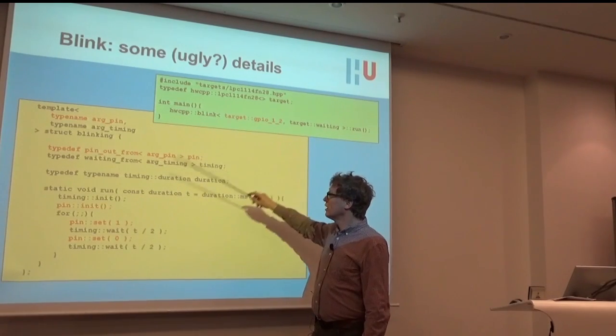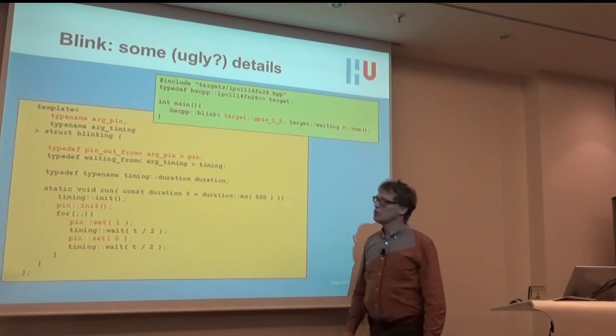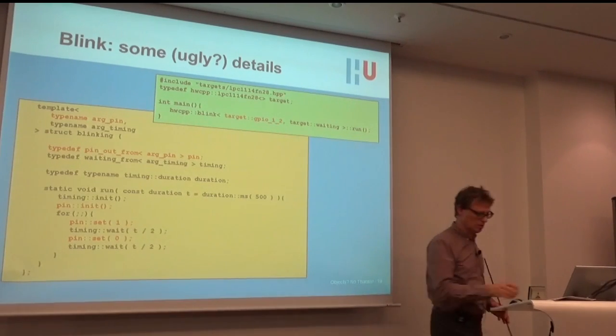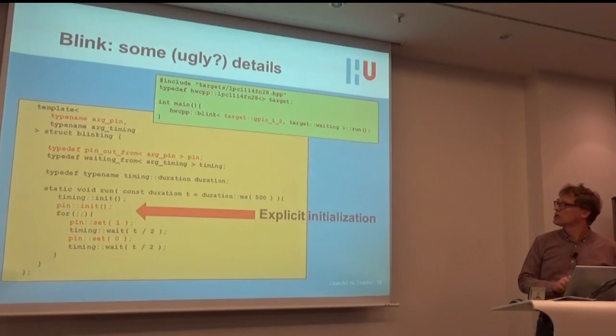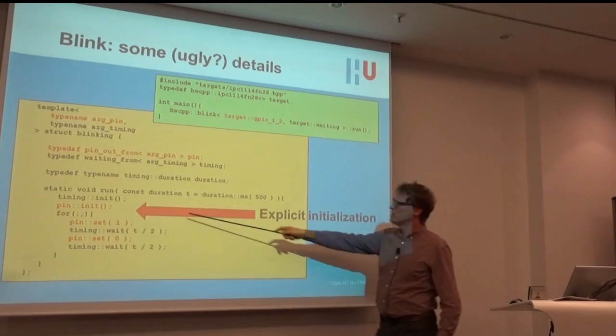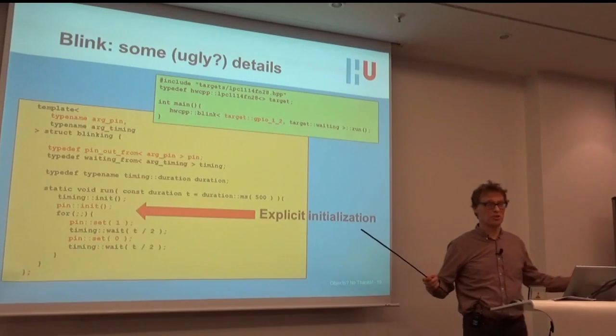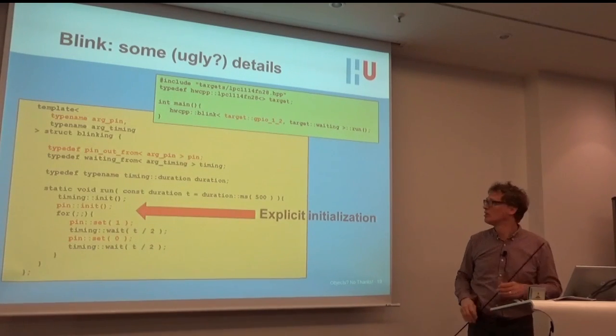So now when I initialize that pin, it will behave as an output pin, and I can set it high and low. Notice that I need explicit initialization. I don't have constructors anymore. There are no objects, so no constructors are called. That's a pity, I have to do it by hand.